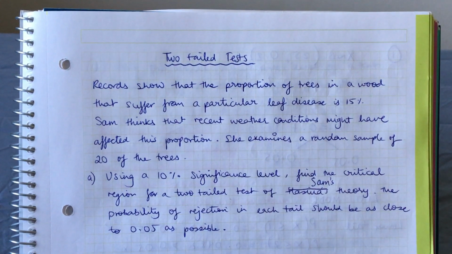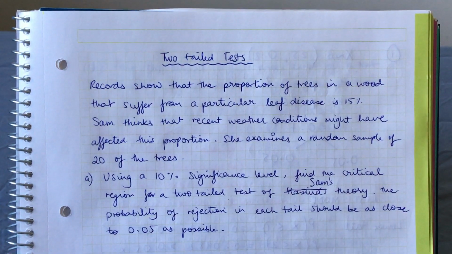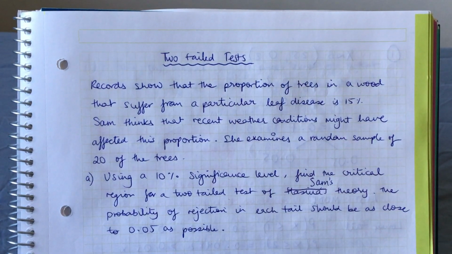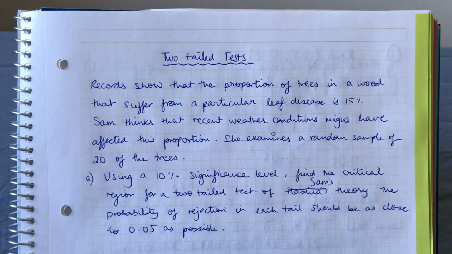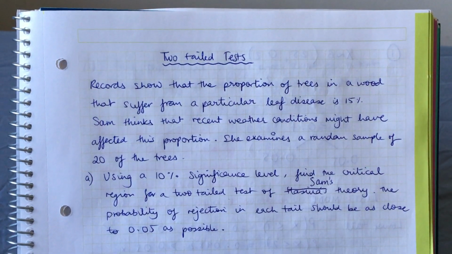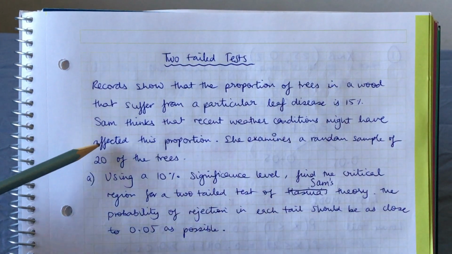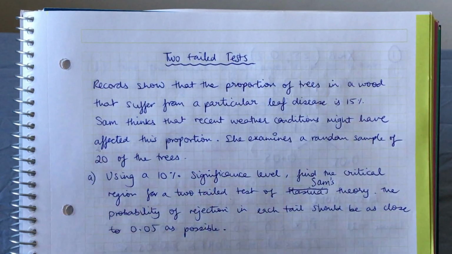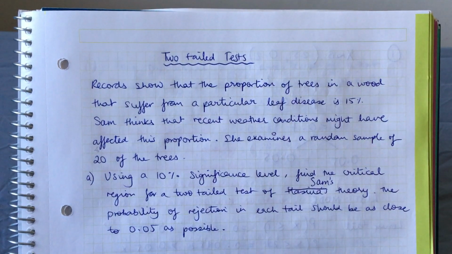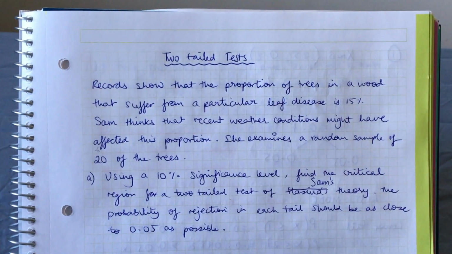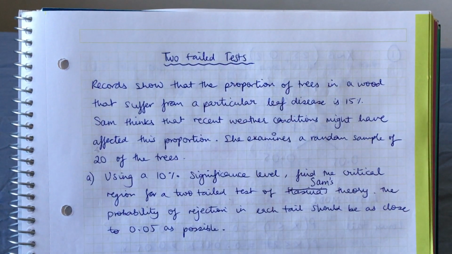So here's an example on two-tail tests. The question reads, records show that the proportion of trees in a wood that suffers from a particular leaf disease is 15%. Sam thinks that recent weather conditions might have affected this proportion. It's the keyword here because she doesn't know whether that's reduced the number of trees that have the disease or increased the number of trees that have the disease.